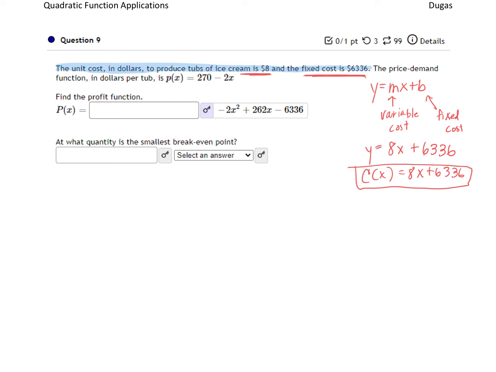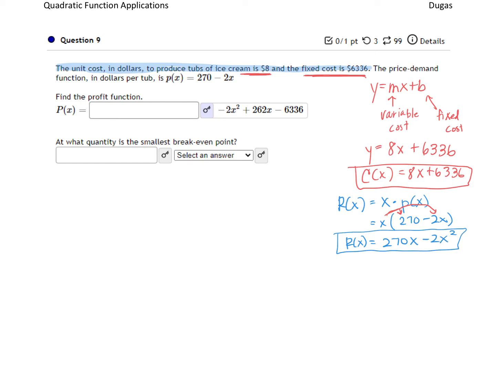And then you need to know the revenue function so that we can subtract the cost from the revenue to get the profit. Remember that you can find the revenue by multiplying x times the price demand function. So x times the price demand function, this time, is 270 minus 2x. And we're just going to distribute the x. And we get 270x minus 2x squared. So that is the revenue function.